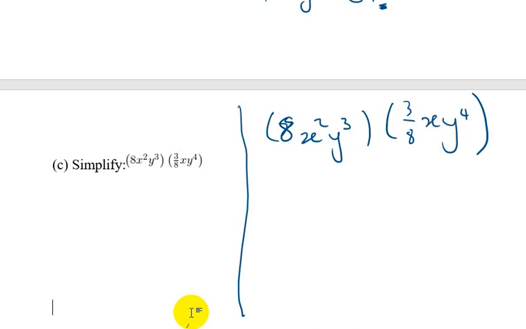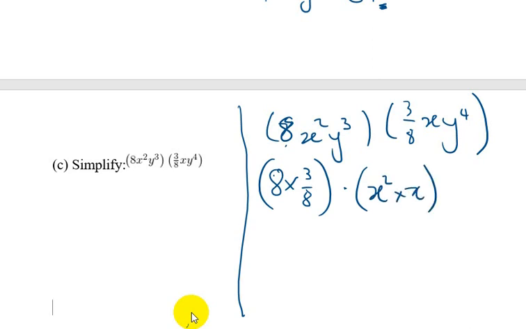So we are going to get 8 multiplying 3 over 8. So we're going to get 8 times 3 over 8 multiplying a square times x, then another multiplying y cube times y raised to the power 4. Now this and this will cancel. Let it be 3. Okay. Now they are multiplying indices.